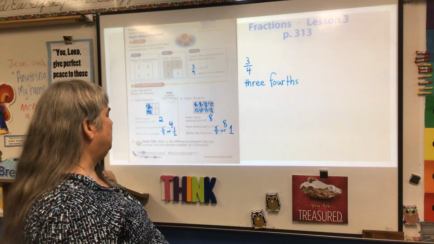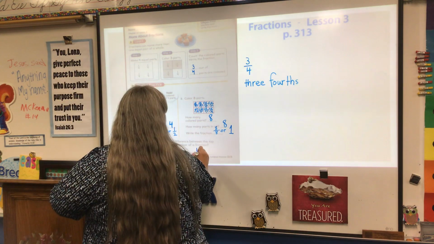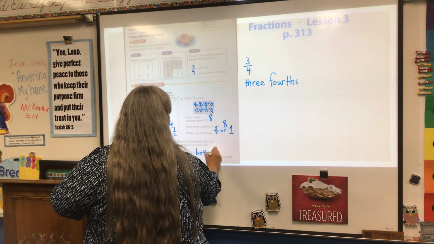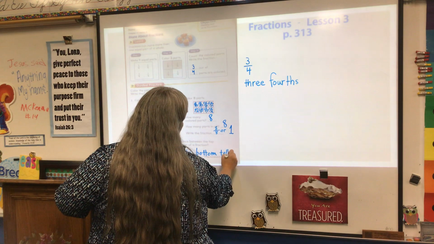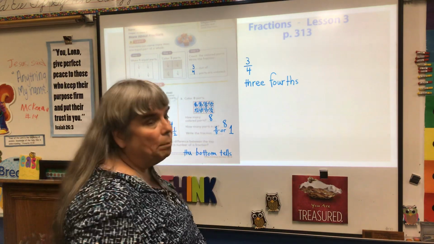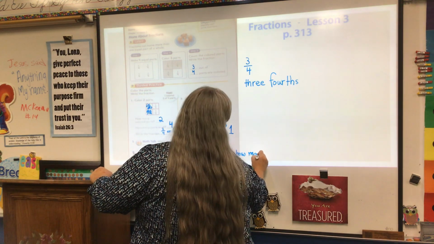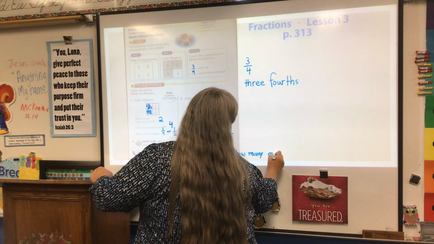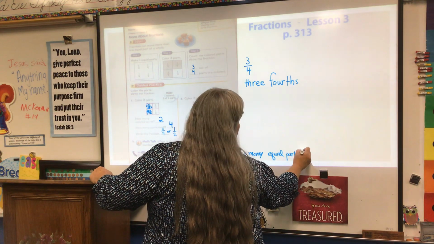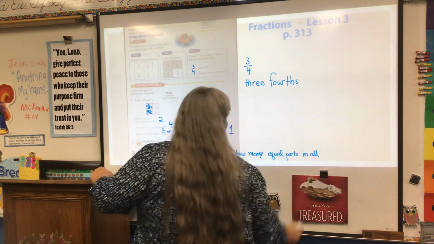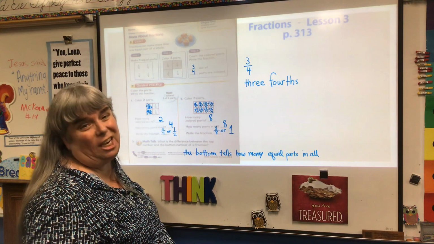What is the difference between the top number and the bottom number of a fraction? Well, I'm going to start with the bottom. The bottom tells how many equal parts in all. Okay, the top number actually tells you how many of those equal parts are shaded.